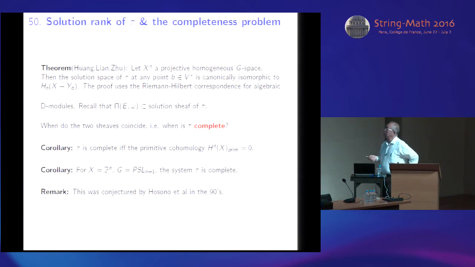So the question is, when we have this D-module of the period integrals as a subset of the tau system, when are they complete? So when are they equal? As a corollary of this theorem, due to these three gentlemen, tau is complete in this case if and only if the primitive cohomology equals 0. That's good because you can check this without much difficulty. In particular, for X equal to P^n and G equal to PSL_{n+1}, this system is complete. This was conjectured in the 1990s, and now finally can be proved in this way.